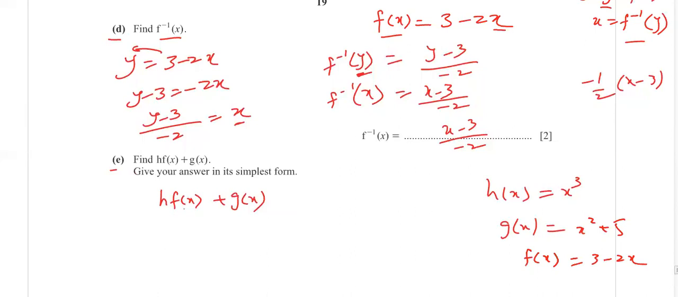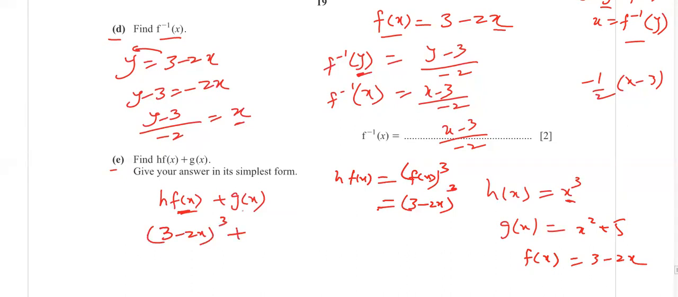So what is h f of x? It means put f of x in h. So in h put f of x. It will be f of x cube. Now what is f of x? f of x is 3 minus 2x. So it is 3 minus 2x cube. So that will be 3 minus 2x cube plus g of x. What is g of x? g of x is x square plus 5. Now we have to write it in the simplest form.